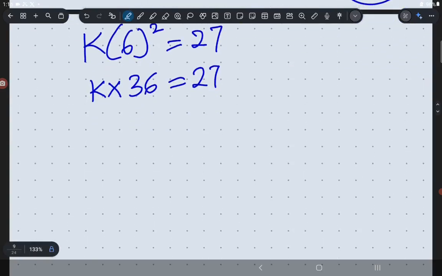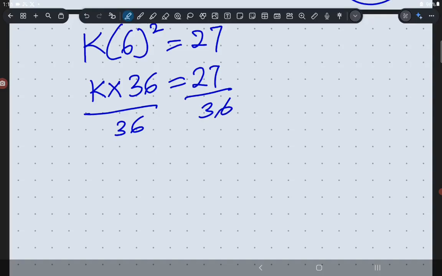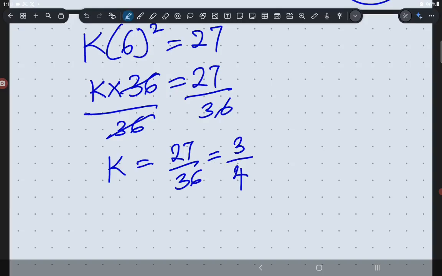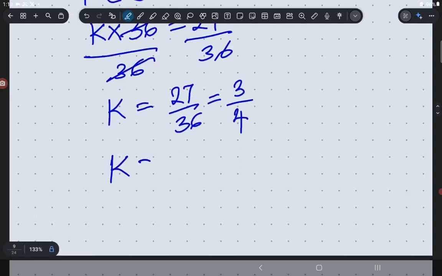So now we make K the subject of the formula by dividing both sides by 36. 36 cancels, and we have K equal to 27 over 36. But we still discover that something can go here. 9 can go into 27 to give 3, and 9 can go into 36 to give 4. So therefore, K is equal to 3 over 4.